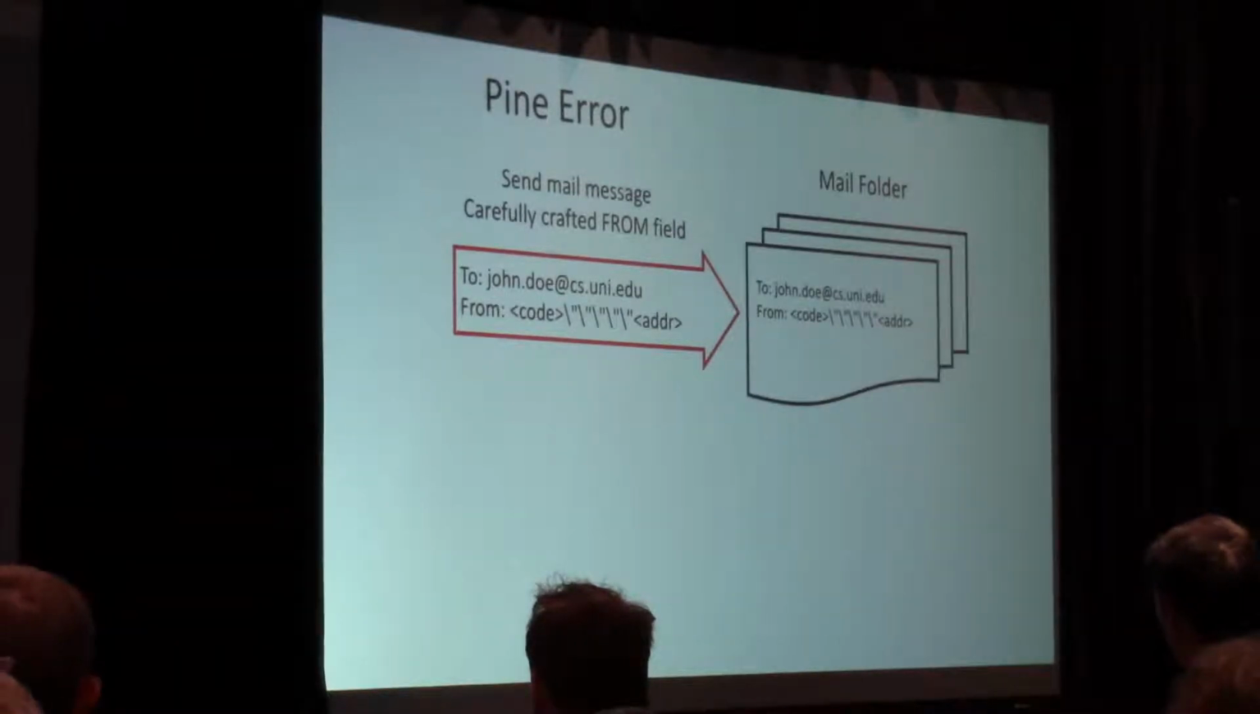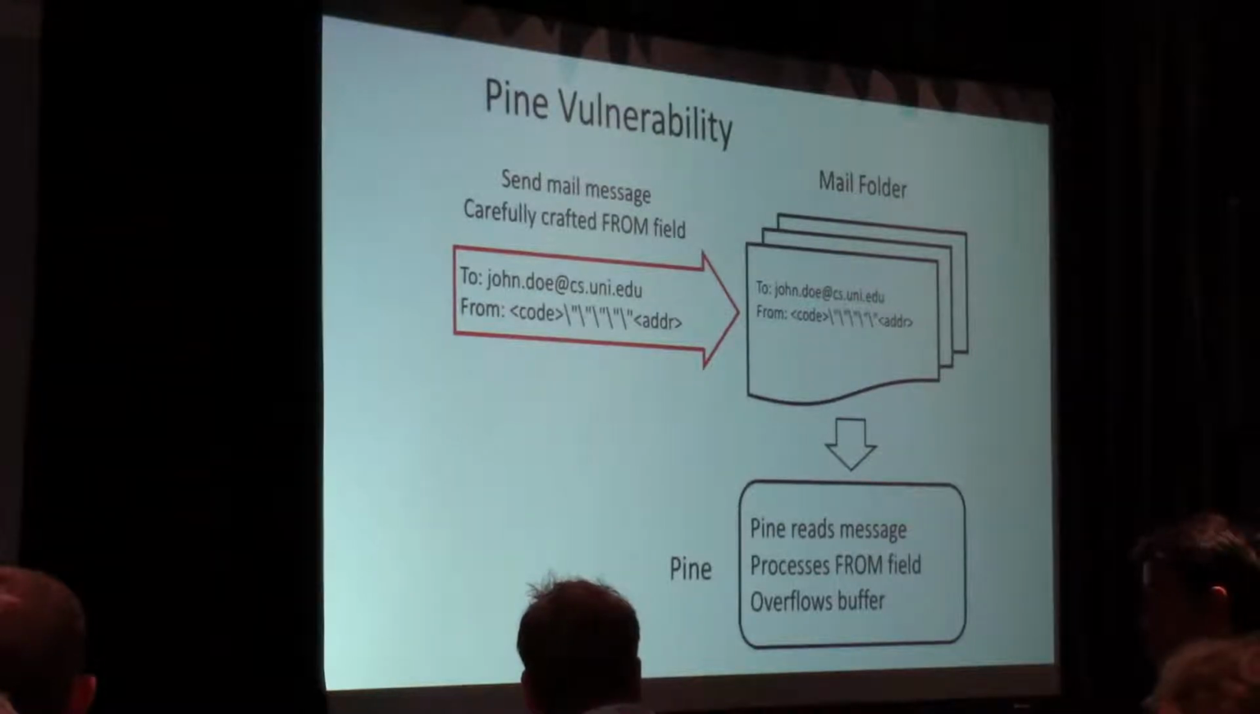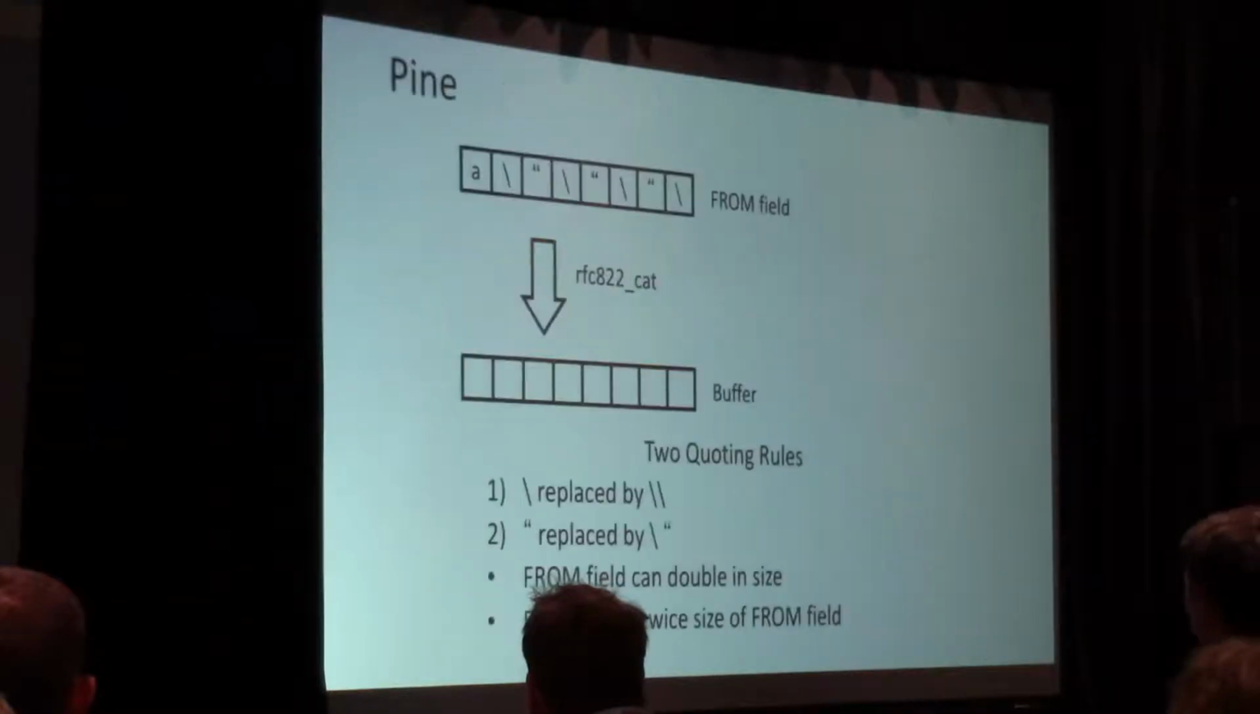You put it in the mail folder, and Pine reads the message. When you start up Pine, it's going to read your mail folder. Turns out that if you put this message in your mail folder, you can exploit Pine even before the user interface comes up. Type PINE, return, you're exploited, you don't get to read any of your mail, unless it's a user-friendly exploit that lets you read the mail while it's busy building the system. Okay? So why is this going on? It turns out that there's this unfortunate quoting rule where you replace backslash with double backslash and quote with backslash quote, so the from field can double in size.